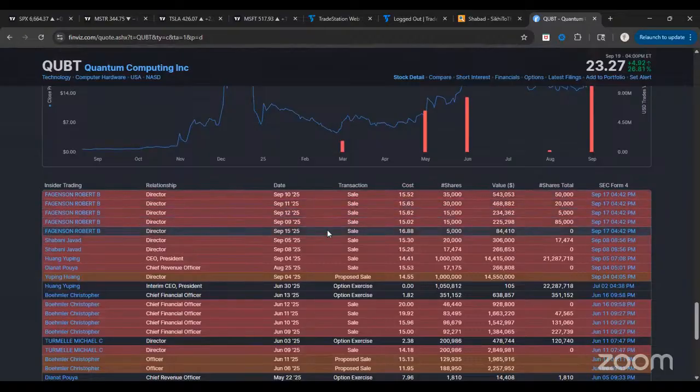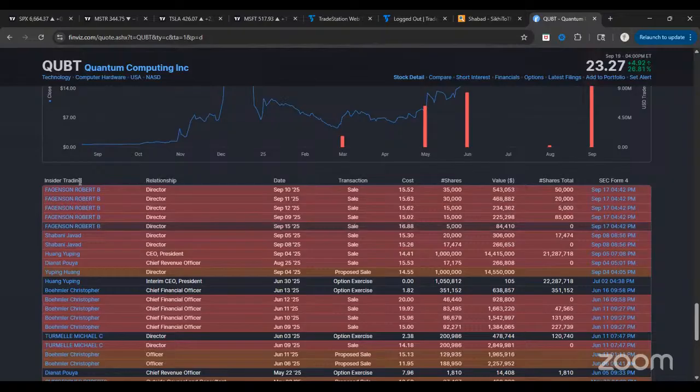This is another thing you can look at: when their own company management is buying or selling their own shares. So what you see here is the insider trading, and in the month of September, there's a lot of selling going on. Again, that could be bad, but it could be for different reasons. So you need to know the reason why they're selling.